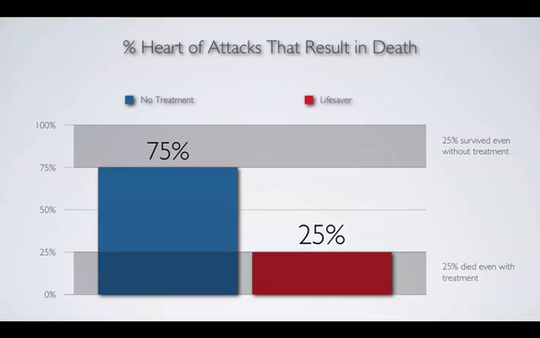Now, why is this? We don't necessarily know. Maybe they had a different type of heart attack, or their heart attack was less severe, or they were just going to do better. But it's this middle 50% that Lifesaver had an impact on. If you look at the left side, those are people who didn't get treatment and died. But if you look at the right side, those are people who got treatment and didn't die. So 50% of the people were saved by getting Lifesaver.